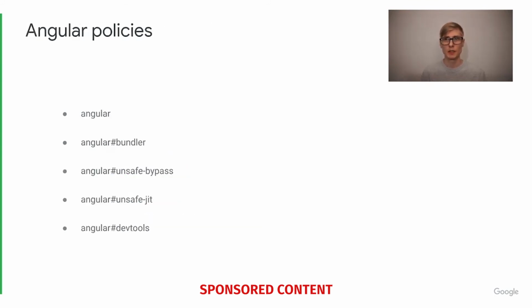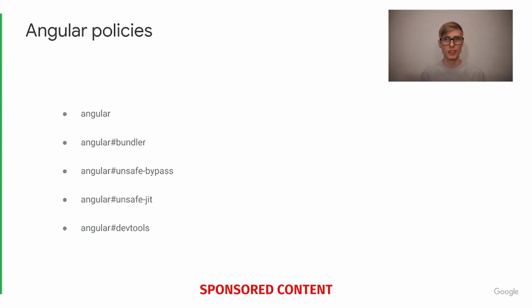Angular itself may create a number of Trusted Types policies, which you can either allow or block using the Trusted Types directive. The Angular and Angular bundler policies are required for basic Angular functionality and are always safe to allow. The Angular unsafe bypass policy is created when any of the bypass security trust functions are called. Depending on whether you allow this policy, you can control whether you want to allow calls to bypass security trust in your application.